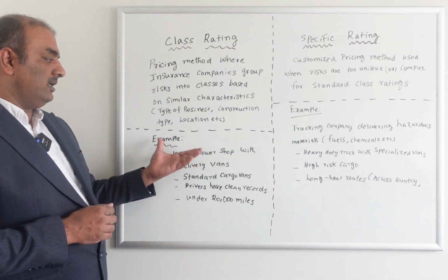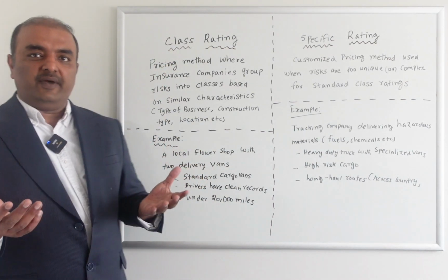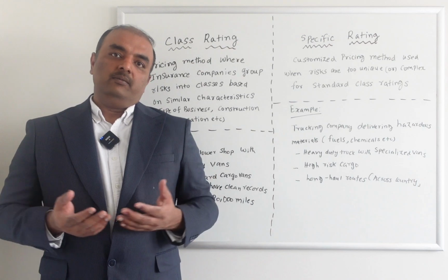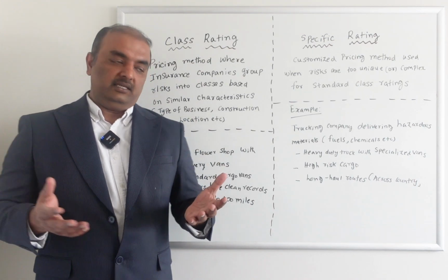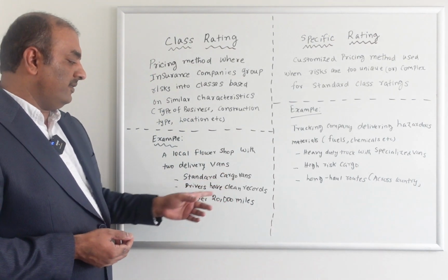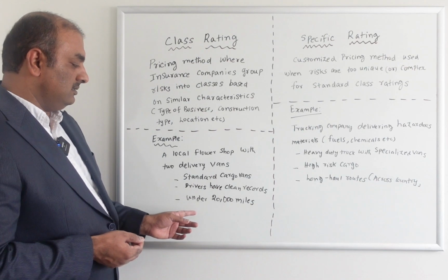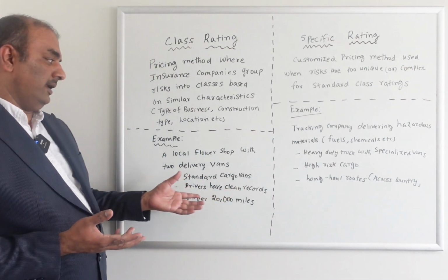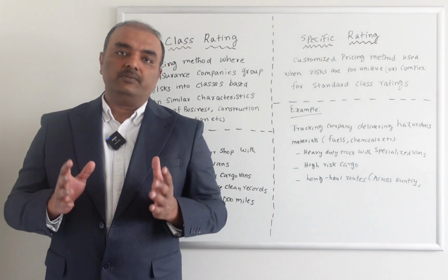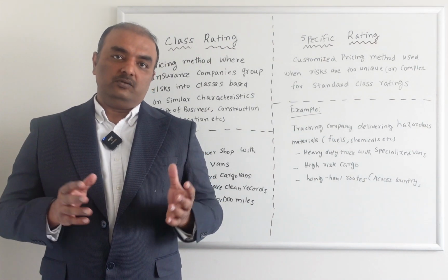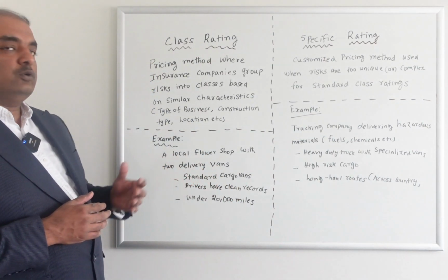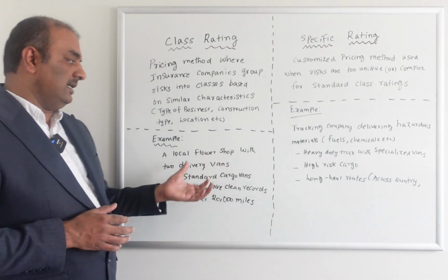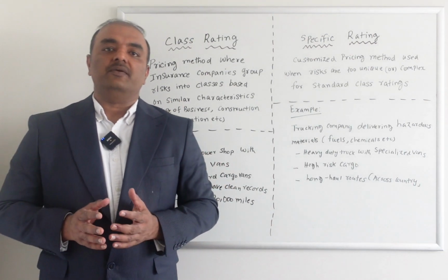For example, take a flower shop with say 2 delivery vans, right? This is a standard business because delivery vans are not going to be high risk. Say standard cargo vans, drivers having clean records, and they are always going to drive less than 20,000 miles per year, right? So what insurance companies will do is get rates from ISO based on these characteristics and group all the customers that fall under this category into one class, and that's what we call class rating.